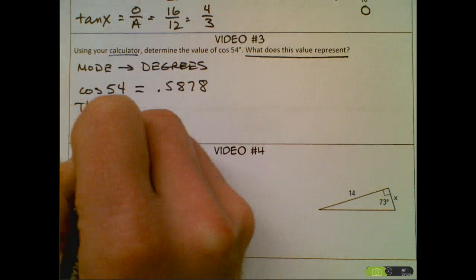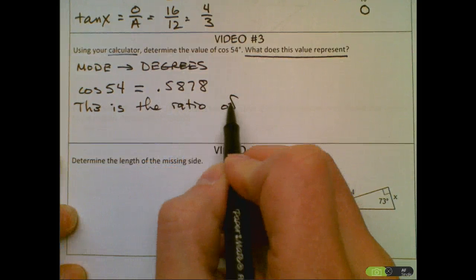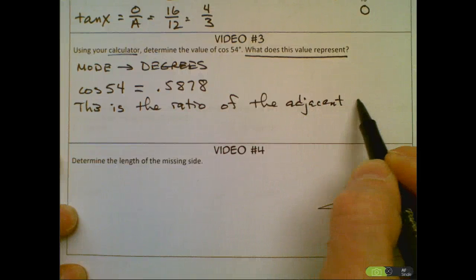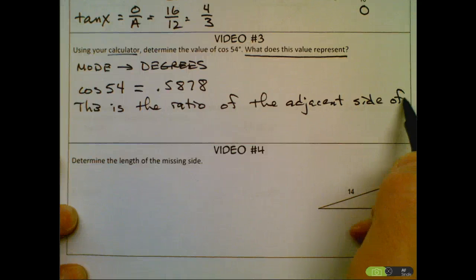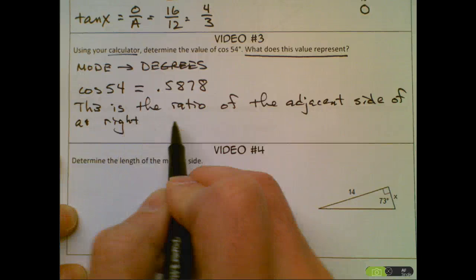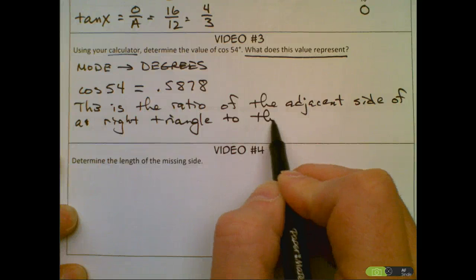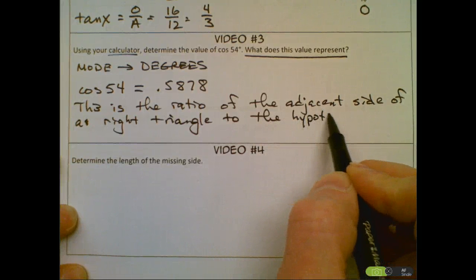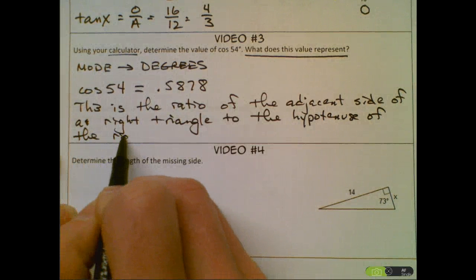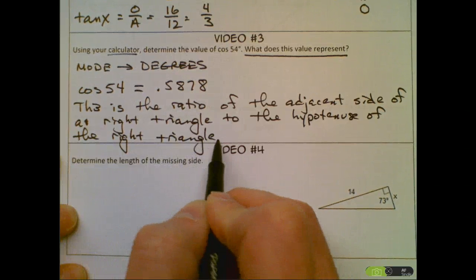This is the ratio of the adjacent side of a right triangle to the hypotenuse of the right triangle. Okay, that's it.